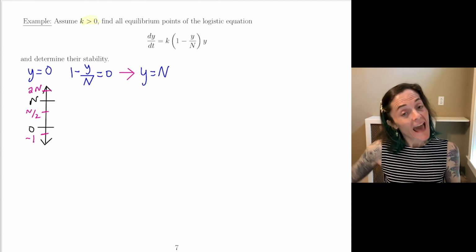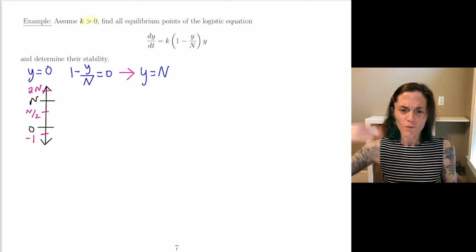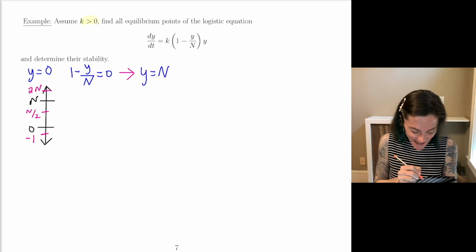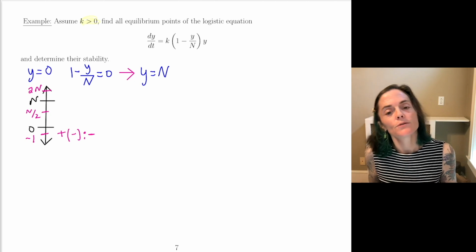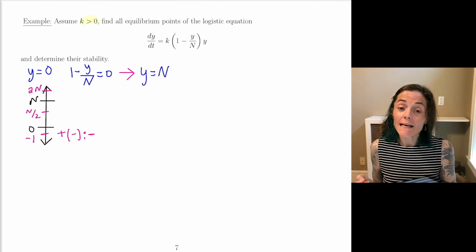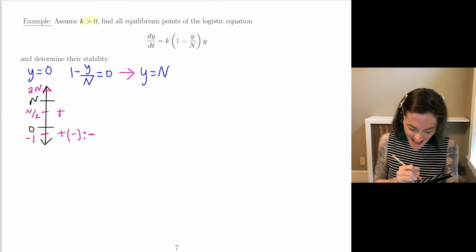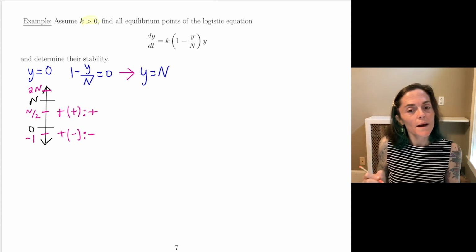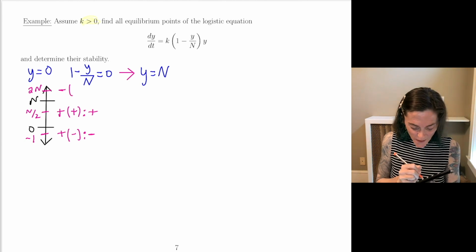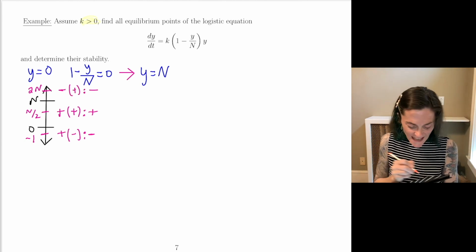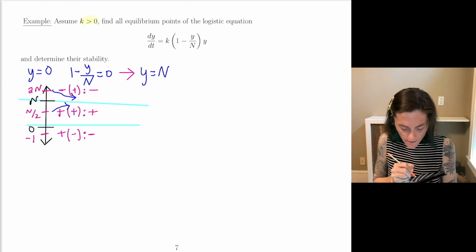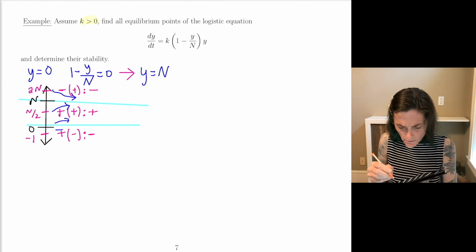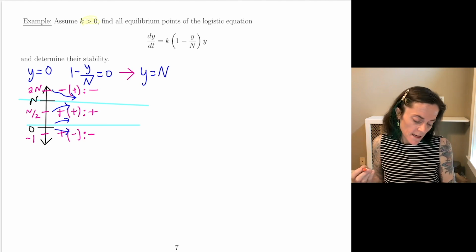So k is positive, capital N is positive. We have 1 plus 1 over N, so that's positive. And then y is negative. Here we have negative. At N over 2, we have 1 minus half. That's positive, and N over 2 is positive. This is positive. Finally, at 2N, we have 1 minus 2, which is negative, and 2N is positive, so this is negative. We have equilibrium, equilibrium, decreasing, increasing, increasing, decreasing. So what do you see?